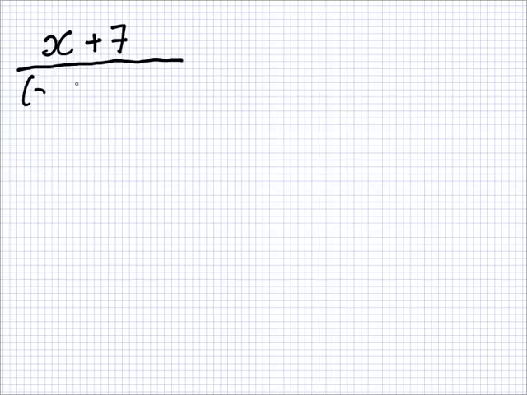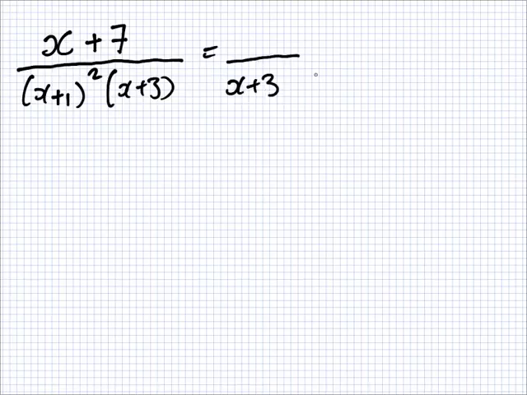Now, what do we put on the top? Here, A, here, B, and here you have a choice. You can have C or Cx. So I'll do both. First, I'll do C. And when we multiply, we get x plus 7 equals A times x plus 1 squared, plus B times x plus 1 times x plus 3, and then finally, C times x plus 3.